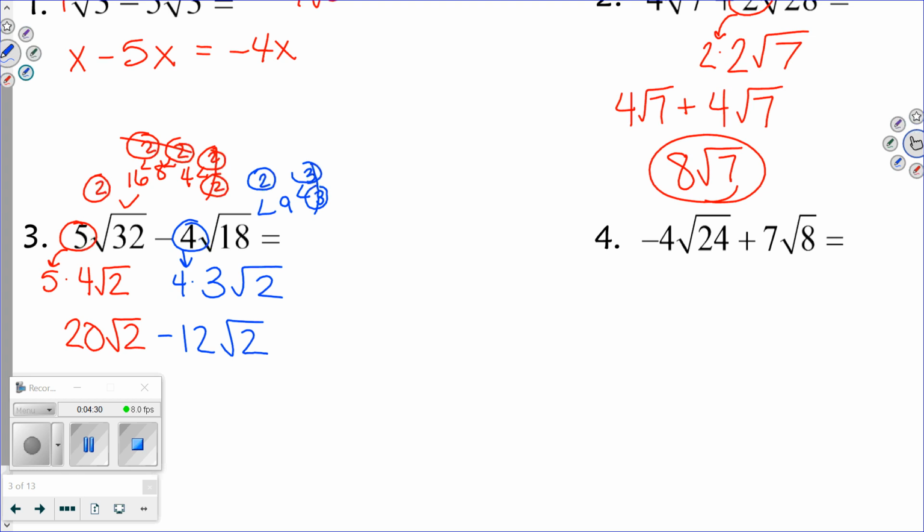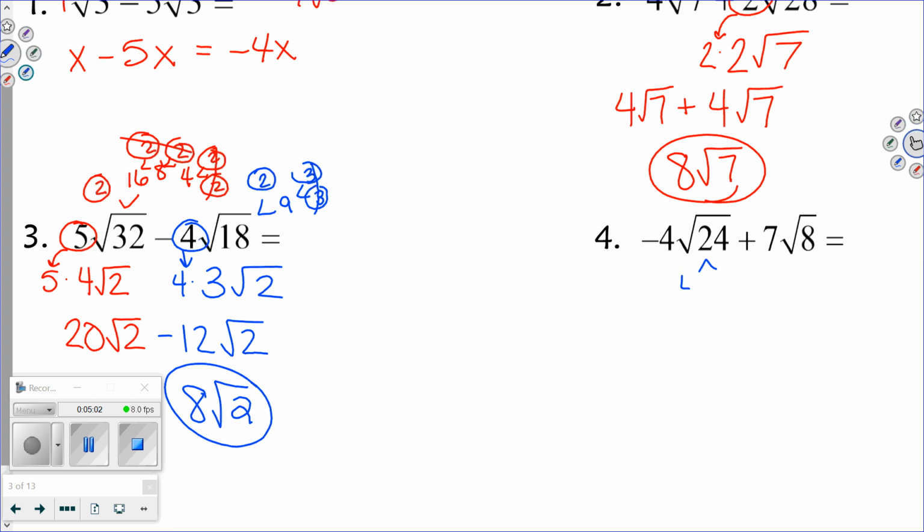All right, now are they like terms that I can put together? Yeah, 20 radical 2 minus 12 radical 2 is 8 radical 2. Will it always work that way? That when I simplify them, they'll become the same and I'm good? No. So don't assume it will, because they will not always. All right, take a look at number 4. Right now, are they like terms? No, they have different radicals. But let's try to simplify them.